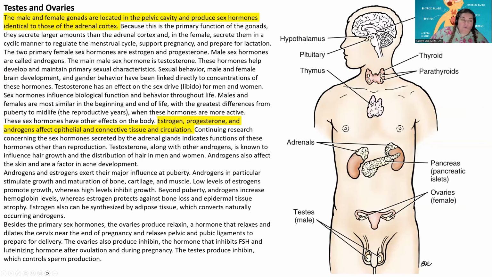The testes and ovaries. The male and female gonads are located in the pelvic cavity and produce sex hormones identical to those of the adrenal cortex. Estrogen, progesterone, and androgens affect epithelial and connective tissue and circulation. All right. Testosterone is known to influence hair growth and distribution of hair in men and women, but also affects the skin and is a factor in acne development.